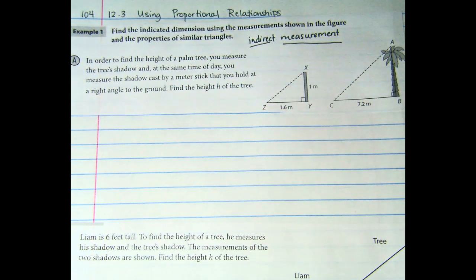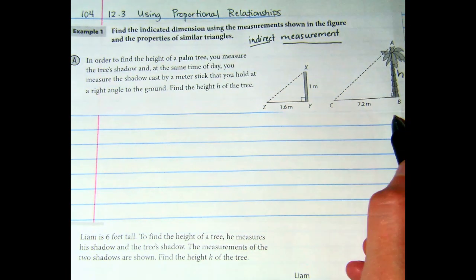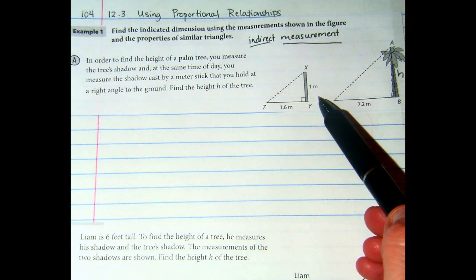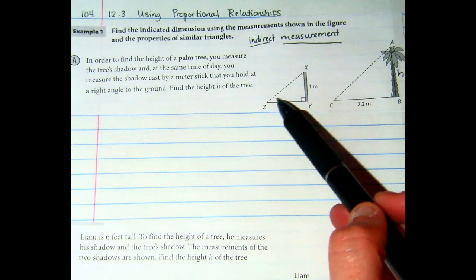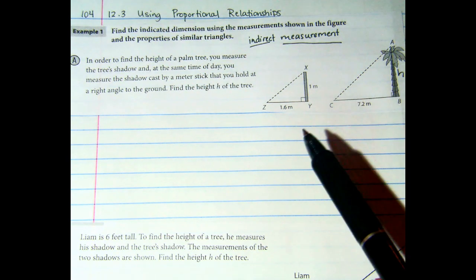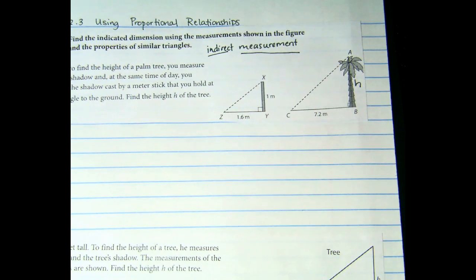So letter A, in order to find the height of a palm tree, you measure the tree's shadow, and at the same time of day, you measure the shadow cast by a meter stick that you hold at a right angle to the ground. Find the height of the tree, H. I have two right triangles. Also, the sun's rays come down as parallel lines, so these are congruent angles here. So these are similar triangles. Since they're similar triangles, how am I going to find the height of that tree?